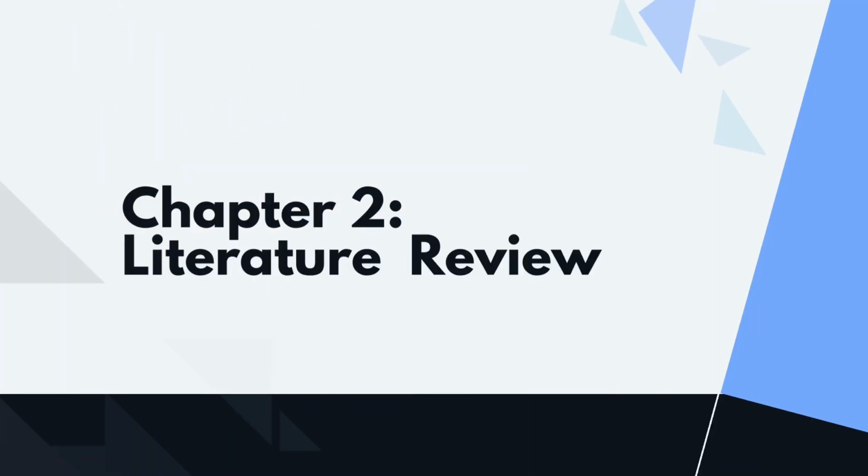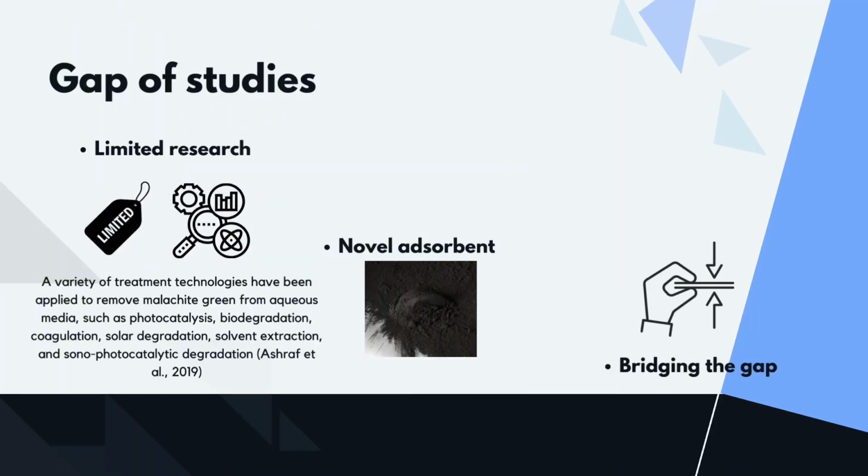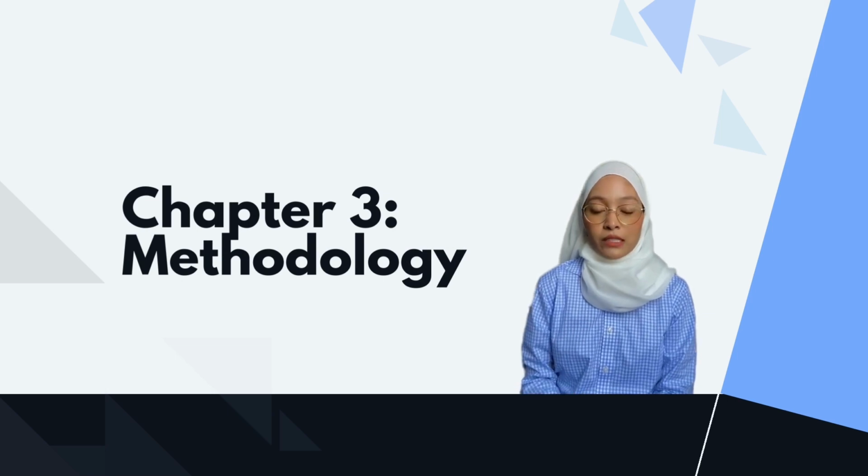Next is literature review. The gap in the study lies in the limited research on the use of coffee husk waste material for the removal of malachite green dye. While there is existing literature on the adsorption process and activated carbon, there is lack of comprehensive studies specifically focusing on the adsorption performance of phosphoric acid modified coffee husk activated carbon for the removal of malachite green. This research aims to bridge this gap by exploring the efficiency and effectiveness of this novel adsorbent in dye removal process. We continue with the methodology.